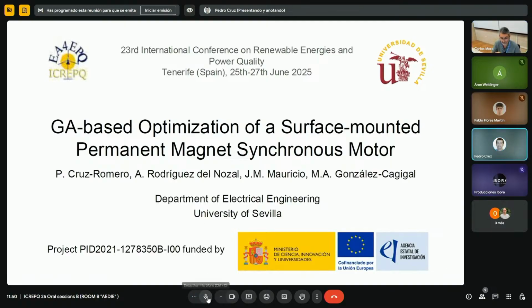The paper deals with the optimization of a surface-mounted permanent magnet synchronous motor through a genetic algorithm. All the authors belong to the Department of Electrical Engineering from the University of Sevilla, and the project has been funded by the Ministry of Science, Innovation and Universities and co-funded by the European Union.